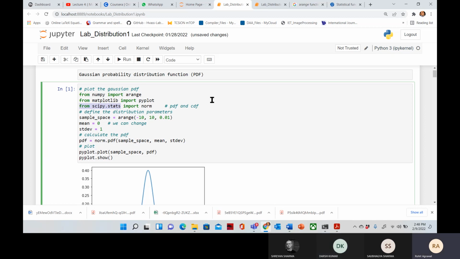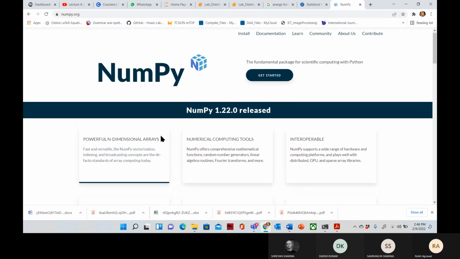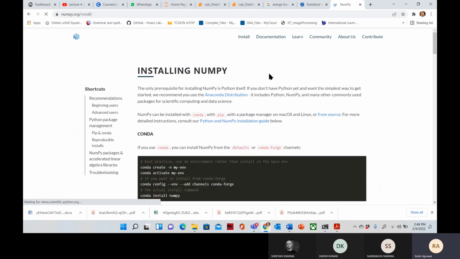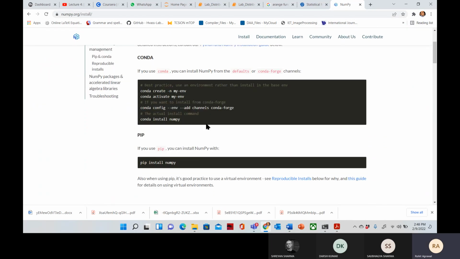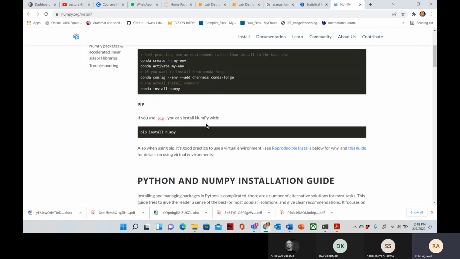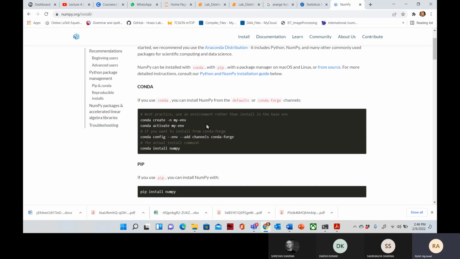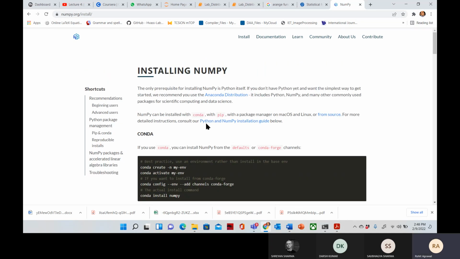Yes, sir. For any library there is documentation online, for NumPy as well. You can search for NumPy and you will see the official website. Get started. Here you can read about NumPy. In short, NumPy is used to create n-dimensional arrays. Beginner users and advanced users both use this Python package.